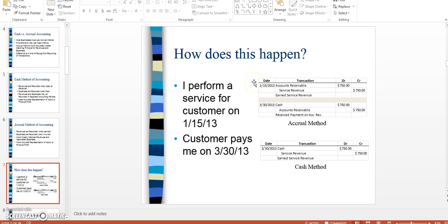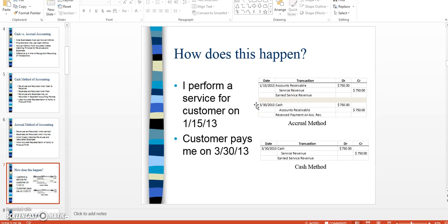However, in the accrual method, we're going to recognize that revenue when earned. That creates an accounts receivable for that customer to show what our customers owe us for services that have been performed but not yet paid. And we recognize the earning of the revenue with a credit to service revenue at that time. That allows us to allocate this revenue in the appropriate month in which it was actually earned.